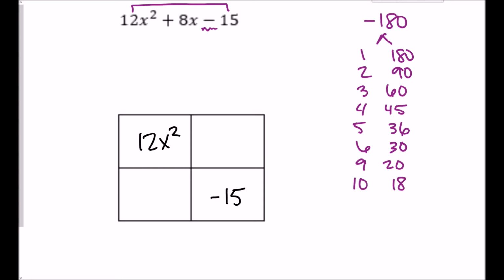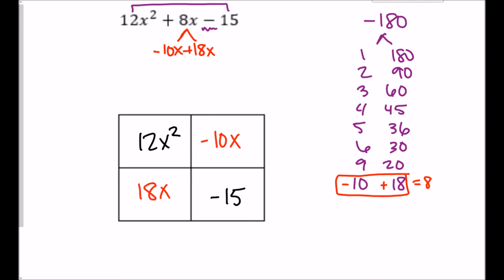So if I make that 10 negative and keep the 18 positive, negative 10 plus 18 gives me 8, and negative 10 times 18 does give me that negative 180. So there's your two factors that we want. So we are essentially splitting the middle term. That's what this is called. We're splitting 8x into negative 10x plus 18x. So those are what go in your boxes down here.